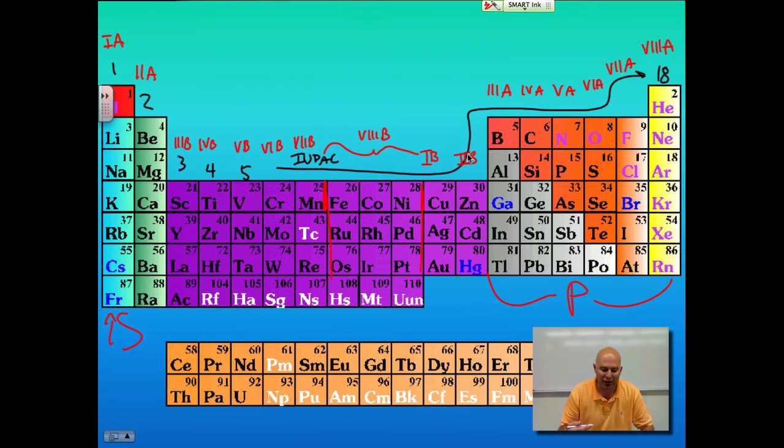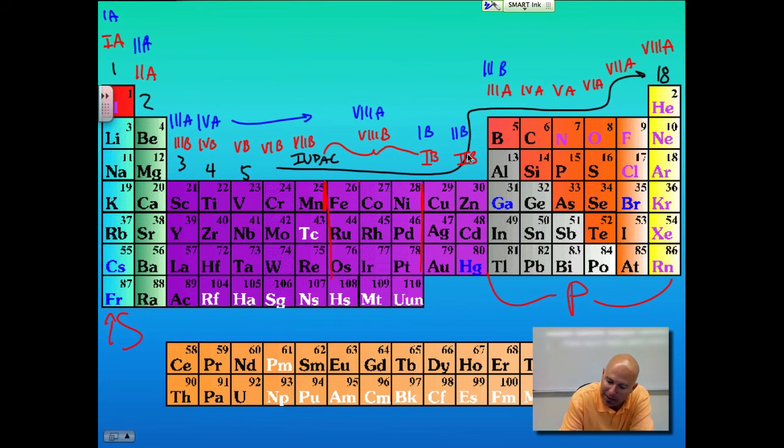All right, so that's the U.S. way. And the European way, 1A, 2A, this is 3A, 4A. Again, it would continue here, 8A, and then 1B, 2B, 3B, through 8B. Now, the European way. This is blue is European, and the U.S. was the red one.